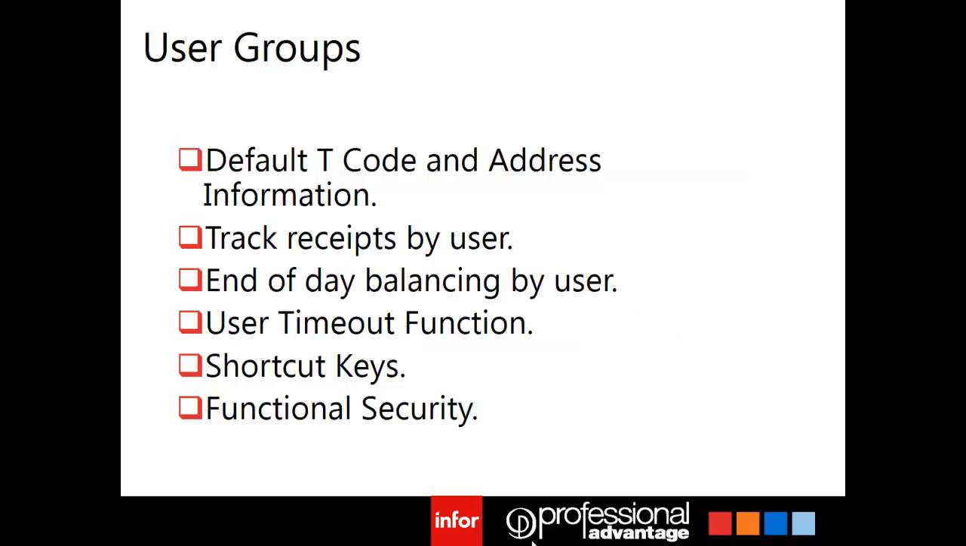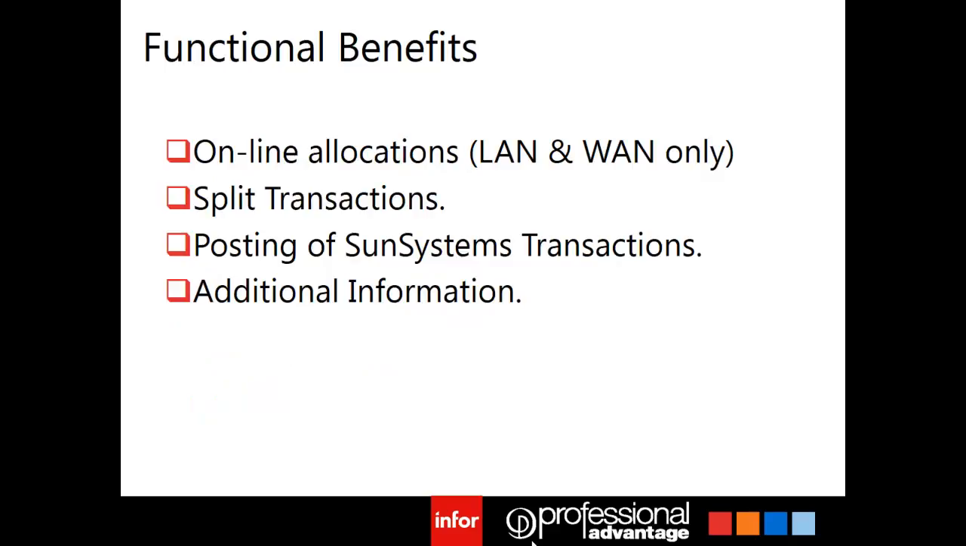The system relies on user groups, and user groups can be defined to have access to different receipt, payment types, etc. It also allows you to default information such as T-codes, addresses and other things that are important to the receipting process. Receipts can be tracked by user ID, end-of-day balancing by user can be used against a user group, and the system also has various shortcut keys and functional security that can be deployed against user group as required.